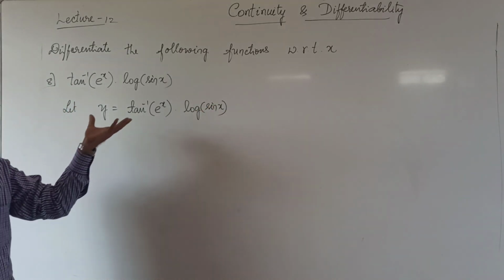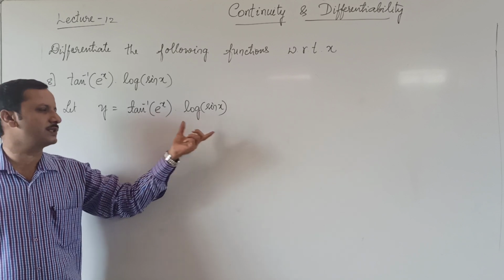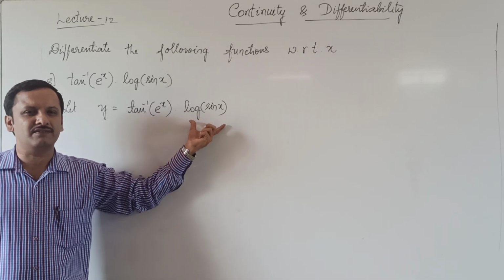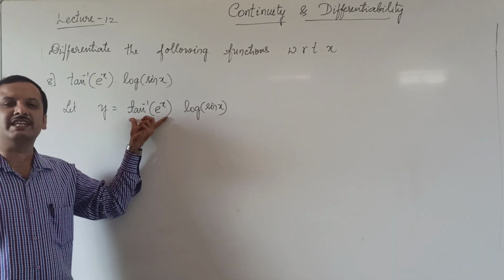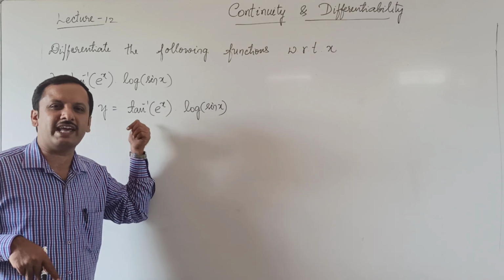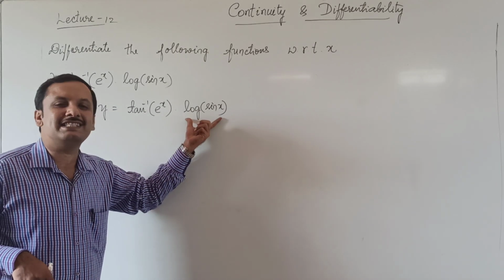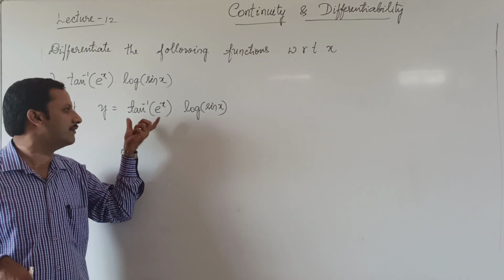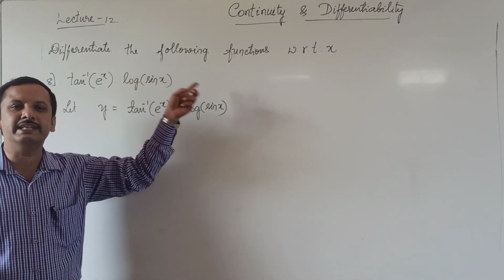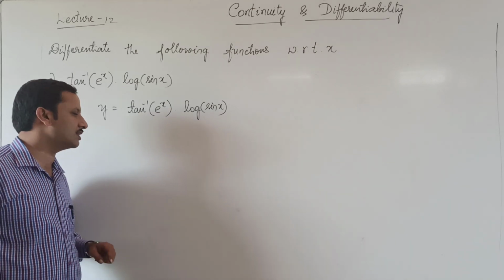See here we have a product of two functions. This is one function, tan inverse e power x. Log sin x, this is another function. And this function tan inverse e power x is itself a composition of two functions, tan inverse x and e power x. Similarly, log sin x is a composition of two functions. While differentiating these, we have to use chain rule, but to differentiate the product, we will use product rule first.